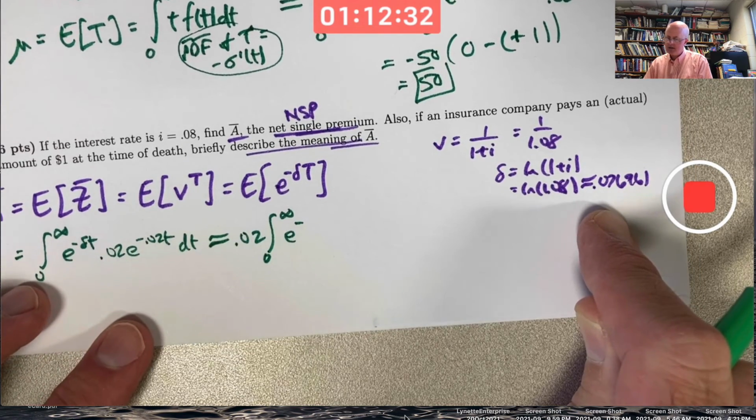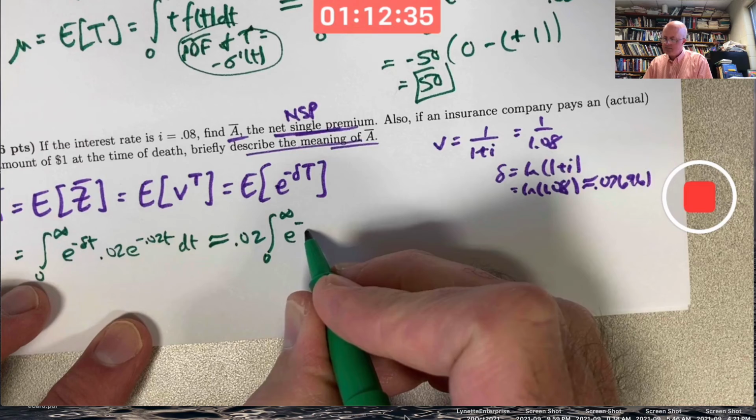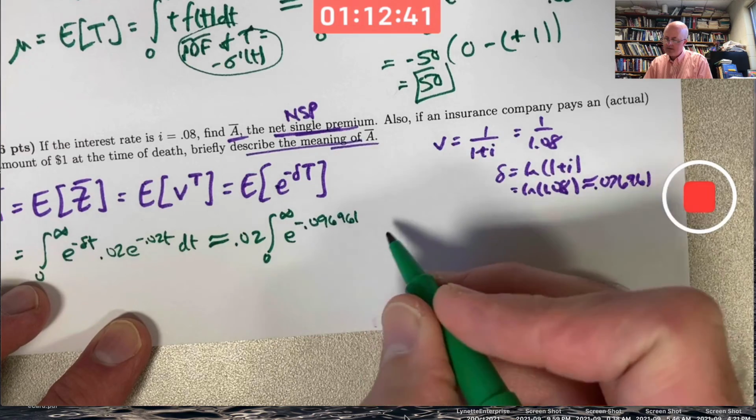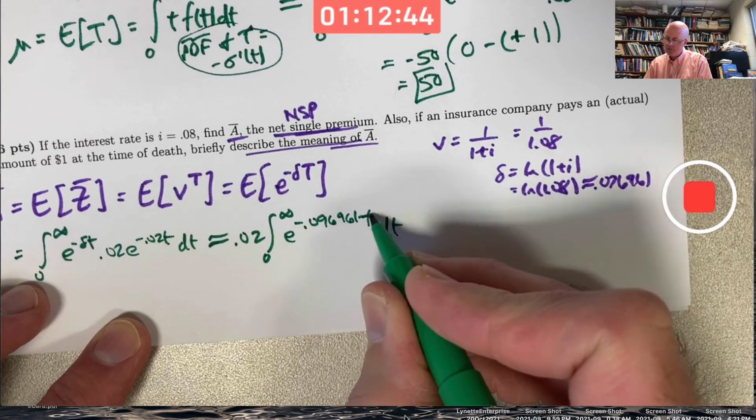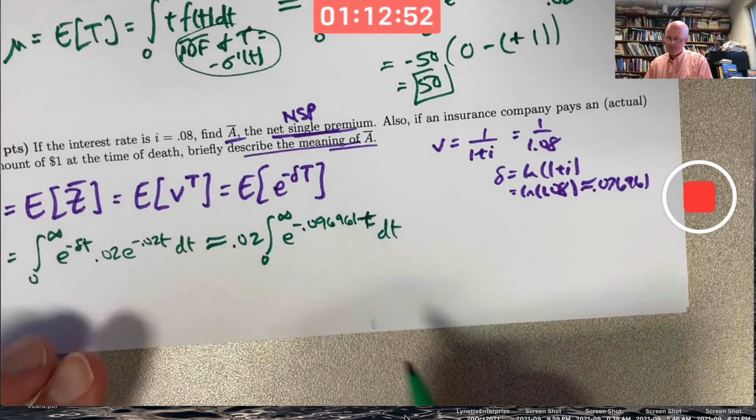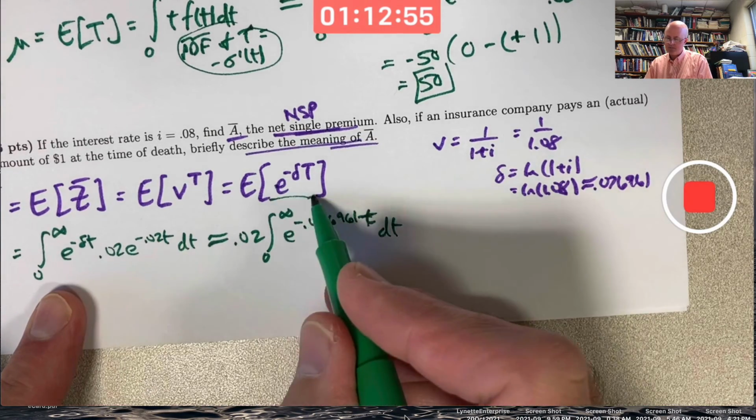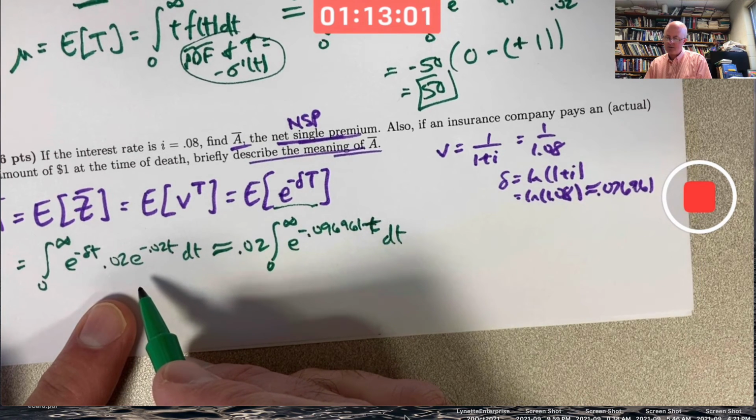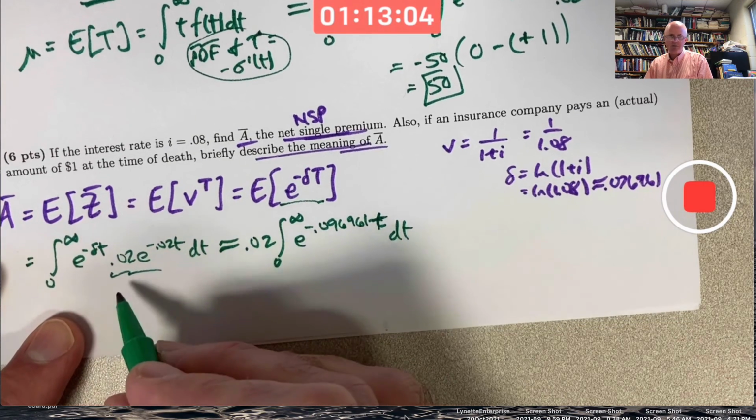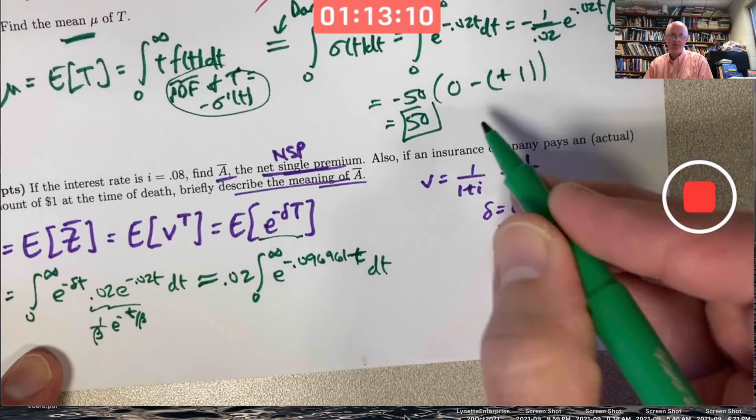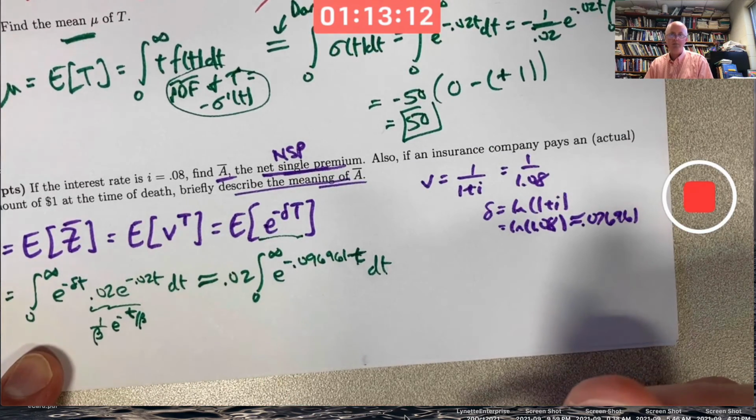Hope I have not made a mistake here. So a negative 0.096961 t dt. I think this is right. I think I haven't made a mistake. I'll put a note if I have. So again, the e to the negative delta t comes from right there. The 0.02 e to the negative 0.02 t, that's the same as 1 over beta e to the negative x over beta, where beta is the mean. It turns out to be 50. 1 over 50 is 0.02.